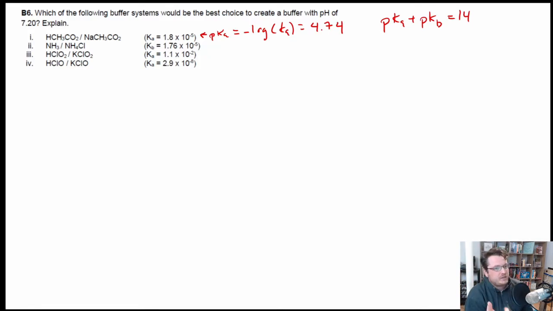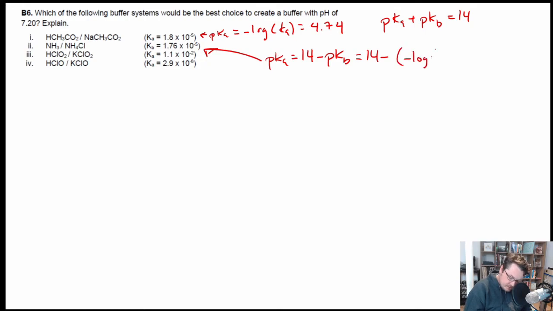If we know that the pKa plus the pKb is equal to 14, we don't have to convert the Kb into Ka first. We can just plug it in directly. So the pKa is 14 minus the pKb, which is 14 minus the negative log of the Kb. Those negatives cancel, so it becomes 14 plus the log of Kb.